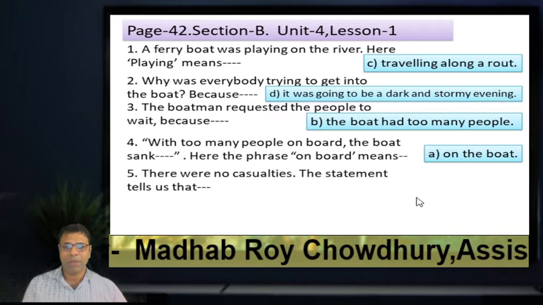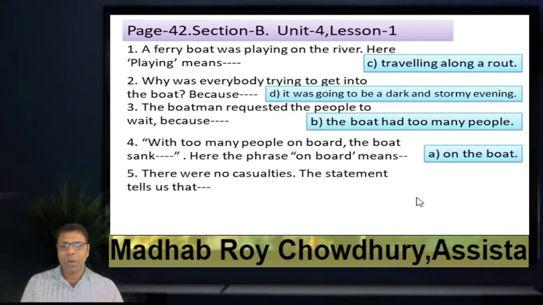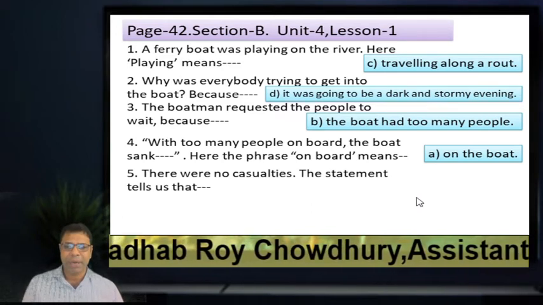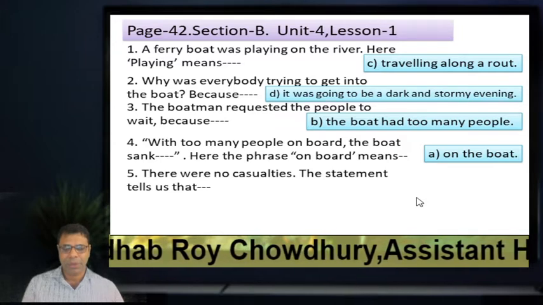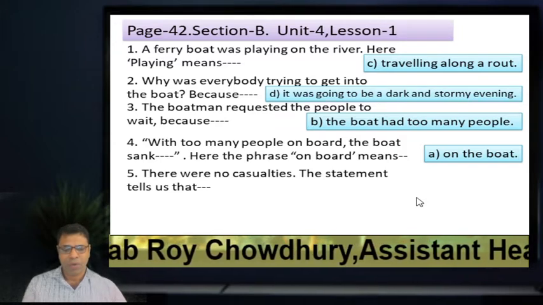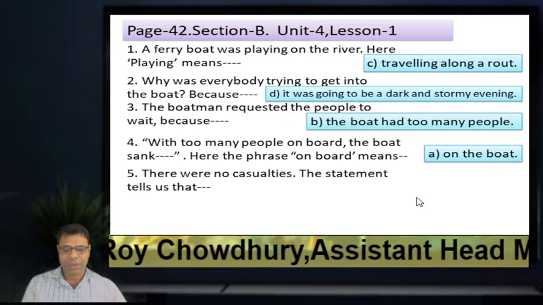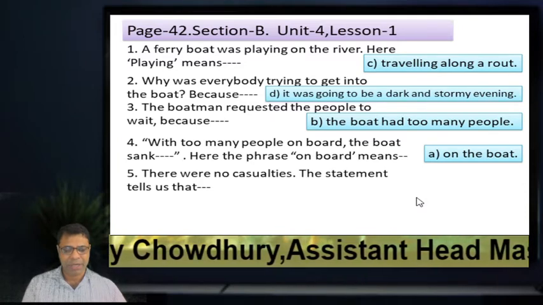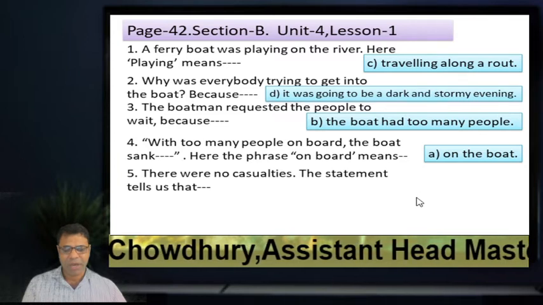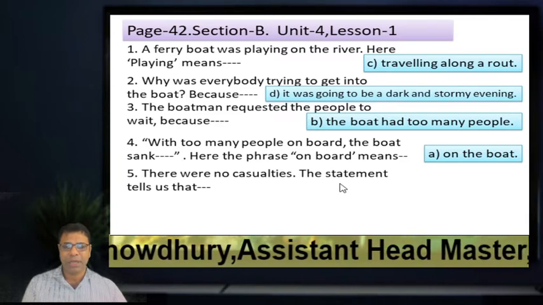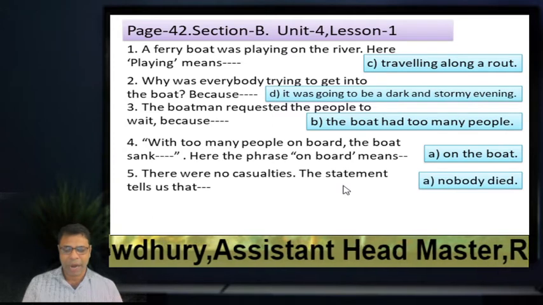Now question number 5. There were no casualties. The statement tells us that. Which one? Option A, nobody died. Option B, nobody was rescued. C, nobody accepted their fate. Option D, nobody lost anything. The answer will be nobody died.